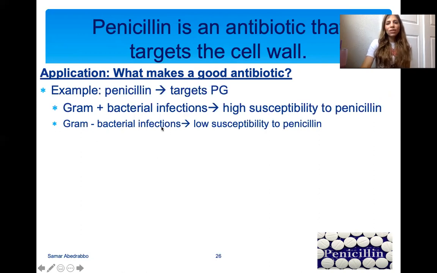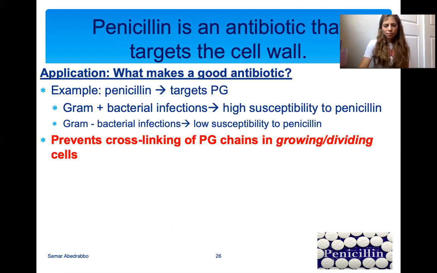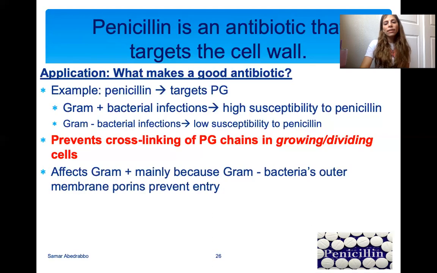Gram-negative bacterial infections, penicillin doesn't work that much on them, because if you remember, gram-negative bacteria have an outer membrane and they only have a thin peptidoglycan layer, so the drug really cannot get in because of that outer membrane. So if someone has a gram-negative bacterial infection, we generally look at other antibiotics, not penicillin. And specifically what penicillin does is it stops the cross-linking of NAG and NAM molecules in peptidoglycan. So it stops growing and dividing cells. It affects gram-positive bacteria mainly because gram-negative bacteria have an outer membrane.